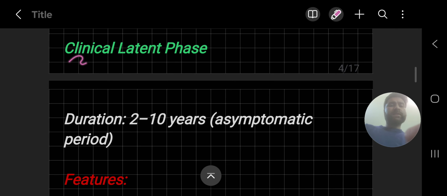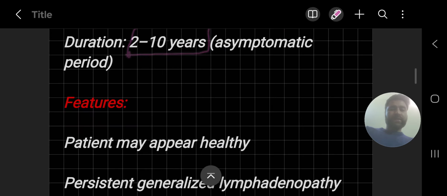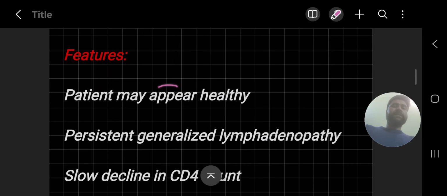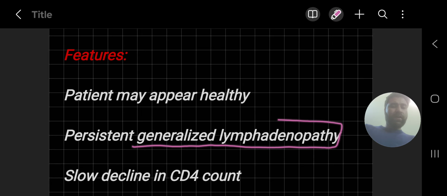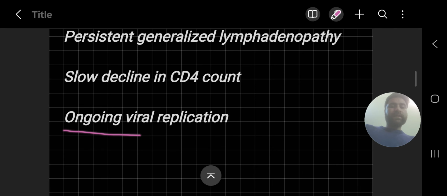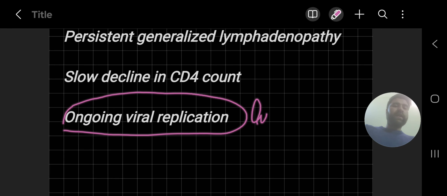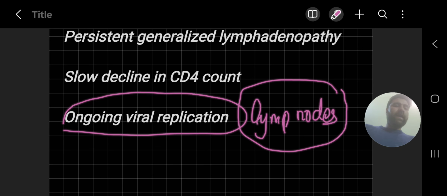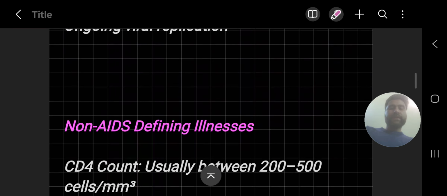Then the next phase is clinical latent phase. Its duration is 2 to 10 years and it is an asymptomatic period. Its features are patients may appear healthy. There may be persistent generalized lymphadenopathy. There is slow decline in CD4 count because when viruses leave the CD4 cells, these cells burst. And there is ongoing viral replication inside your lymph nodes. So lymph nodes are the sites where the virus replicates in latent phase.